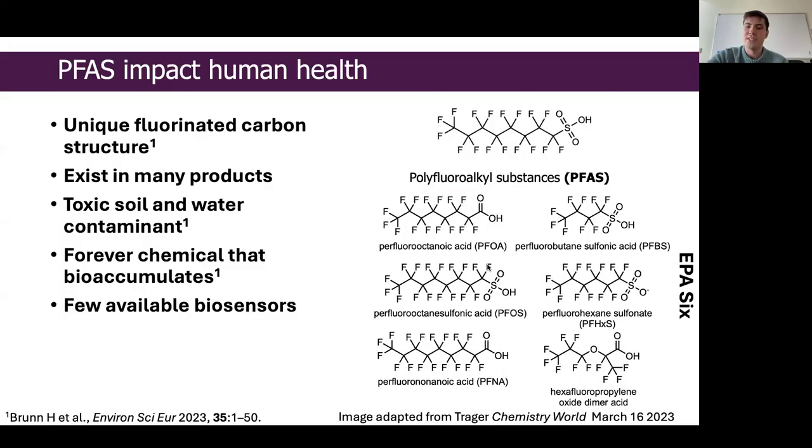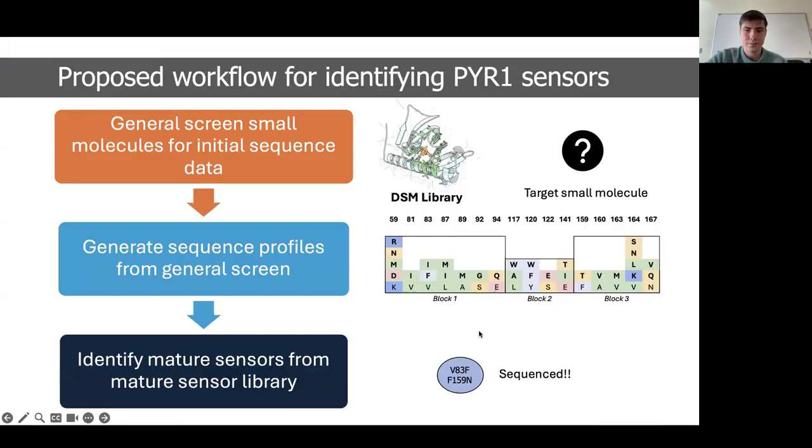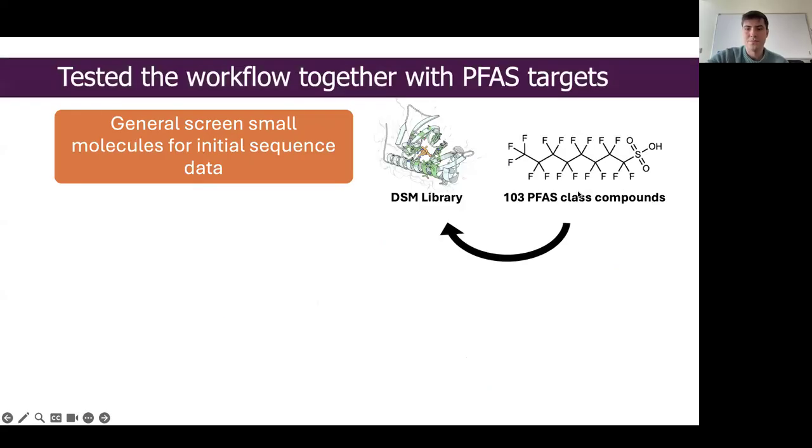Of particular interest was also the EPA6. These are compounds that either historically have been or are currently regulated by the EPA. And there's a lot of different structures within this class of compounds as well. And so again, this was a space where we could test the whole workflow for identifying Pure One sensors, from screening with the general screen library to creating those mature libraries.